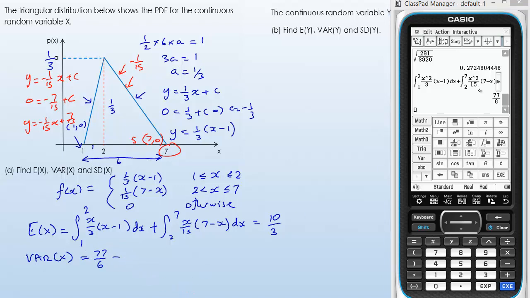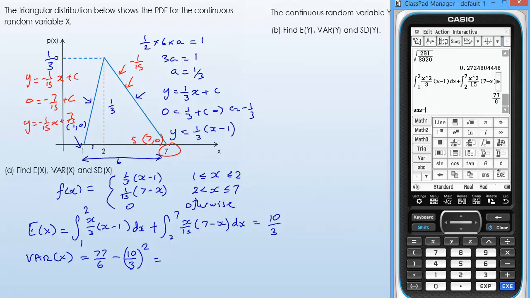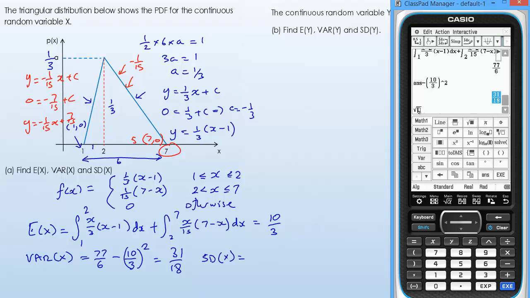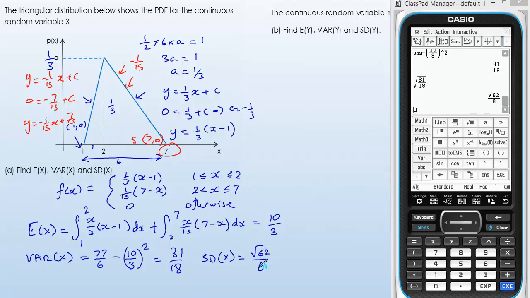And so that was the expectation of x squared. We need to take away 10 over 3 squared. So that take away 10 over 3, square that one, it's 31 over 18, and then s dx would be the square root of that, which is root 62 over 6. We could have these as decimals as well, but it doesn't really matter.